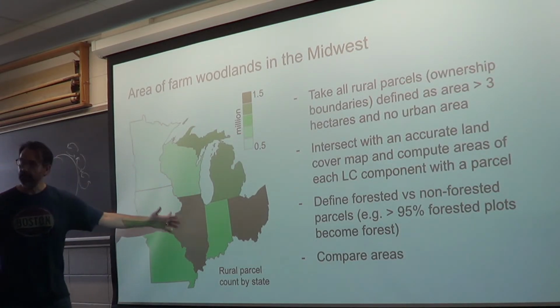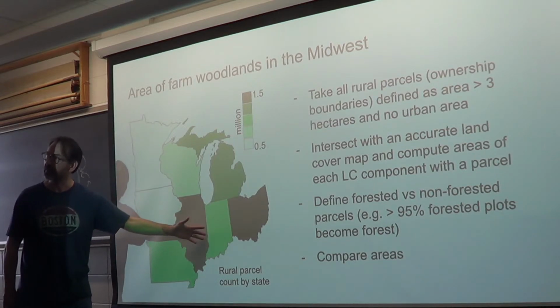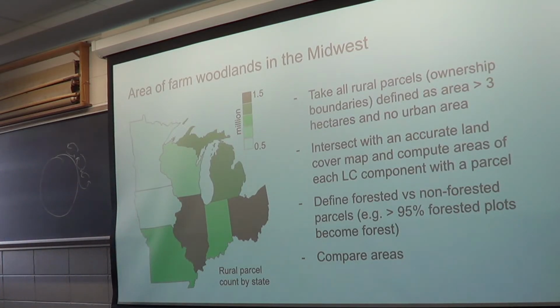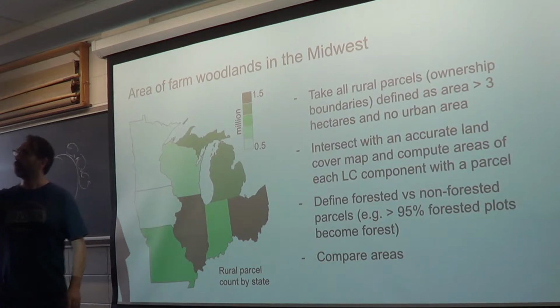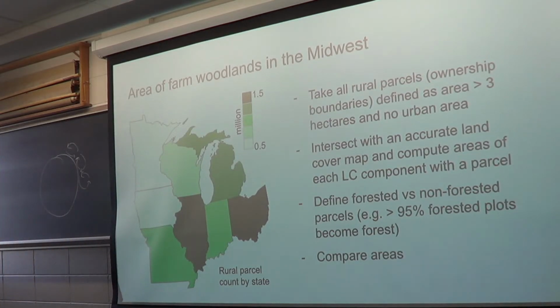Each state is slightly different because of how they were settled and how the land was demarcated or divided. But if you take all of those parcels and simply eliminate all those really tiny ones, and all the residential and urban areas, you're left with the agricultural parcels.